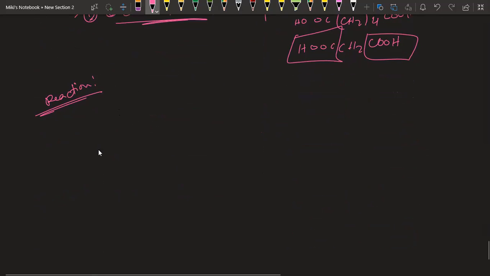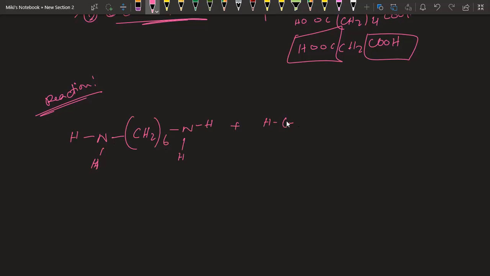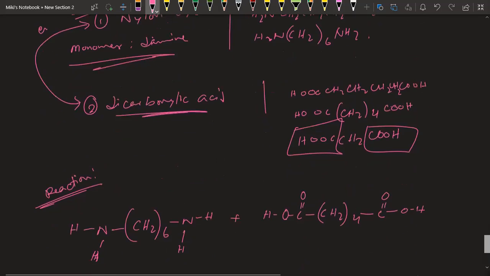Let's say we have this NH bond and we have CH2 6, we have NH, plus we have, let's say, a carboxylic acid, and let's say we have CH2 4 OH. Yeah, this is the CH2 6.